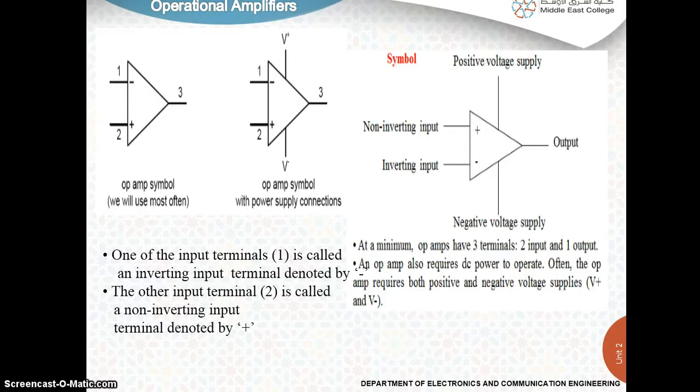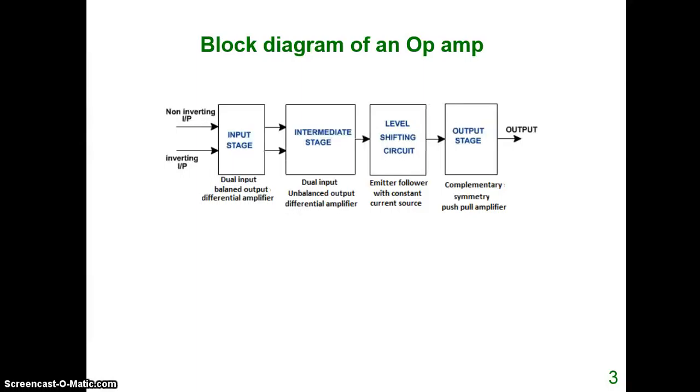Now we will discuss the block diagram of a typical operational amplifier circuit. As I told you, an op-amp is a multi-stage amplifier. It can be represented by a block diagram like this. See, there are four blocks here: input stage, intermediate stage, level shifting circuit and output stage. Input we will apply to the input stage. We have two inputs for an operational amplifier. As I told you earlier, it can be inverting input or non-inverting input.